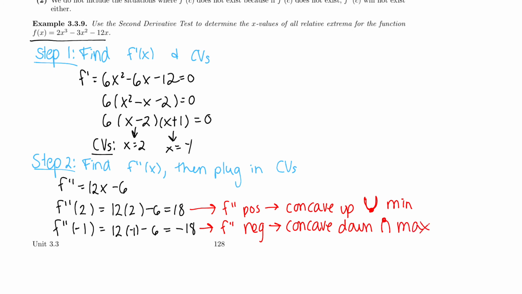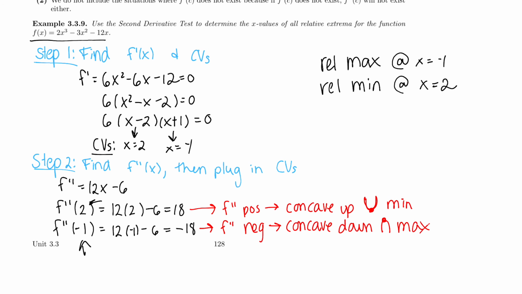So at this point, what you can say is that there is a relative max at negative 1, and there's a relative min at x equals 2, because that's where it was concave up. In some cases it's faster, in some cases it's not, but it is something you can do. The second derivative test is something you can choose to do to determine whether your critical values are maxes or mins.